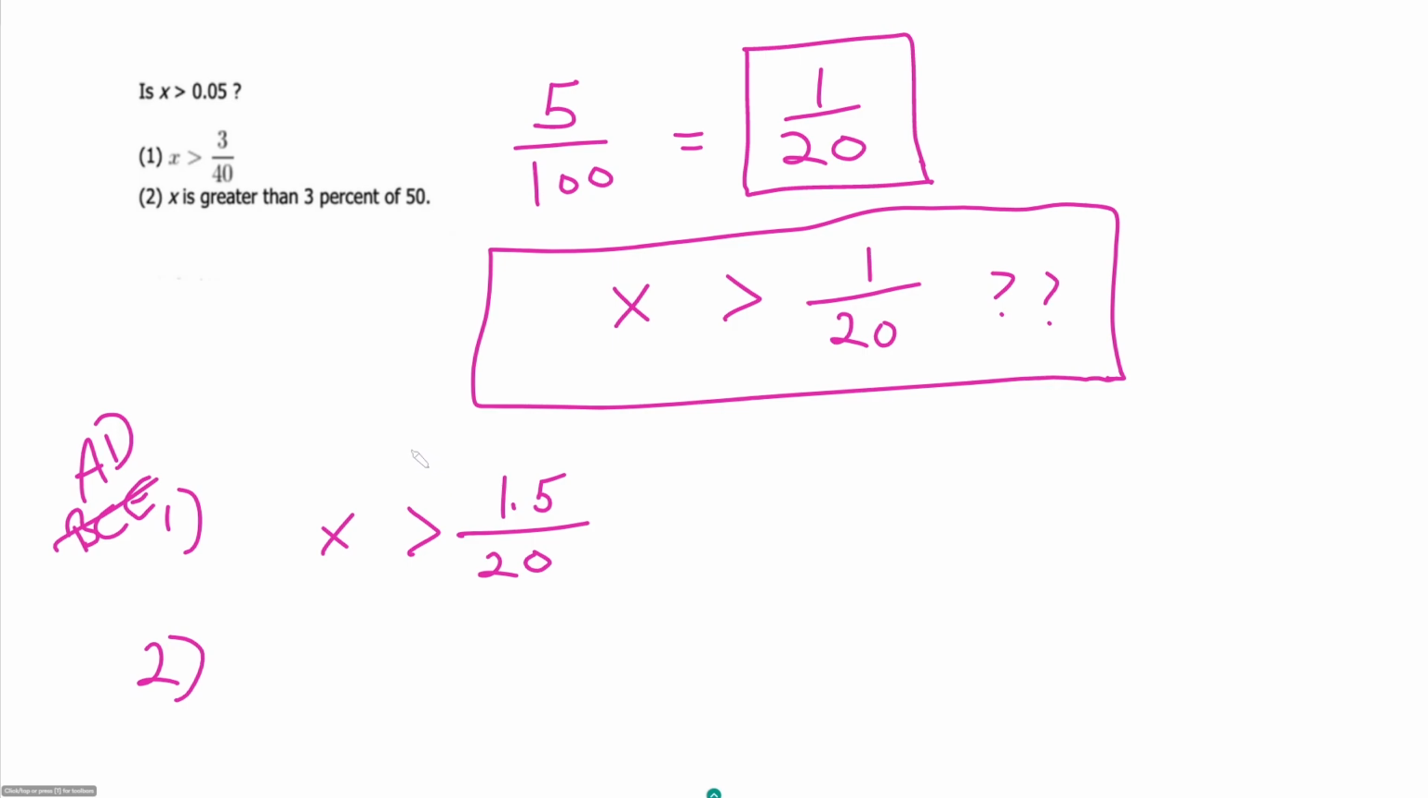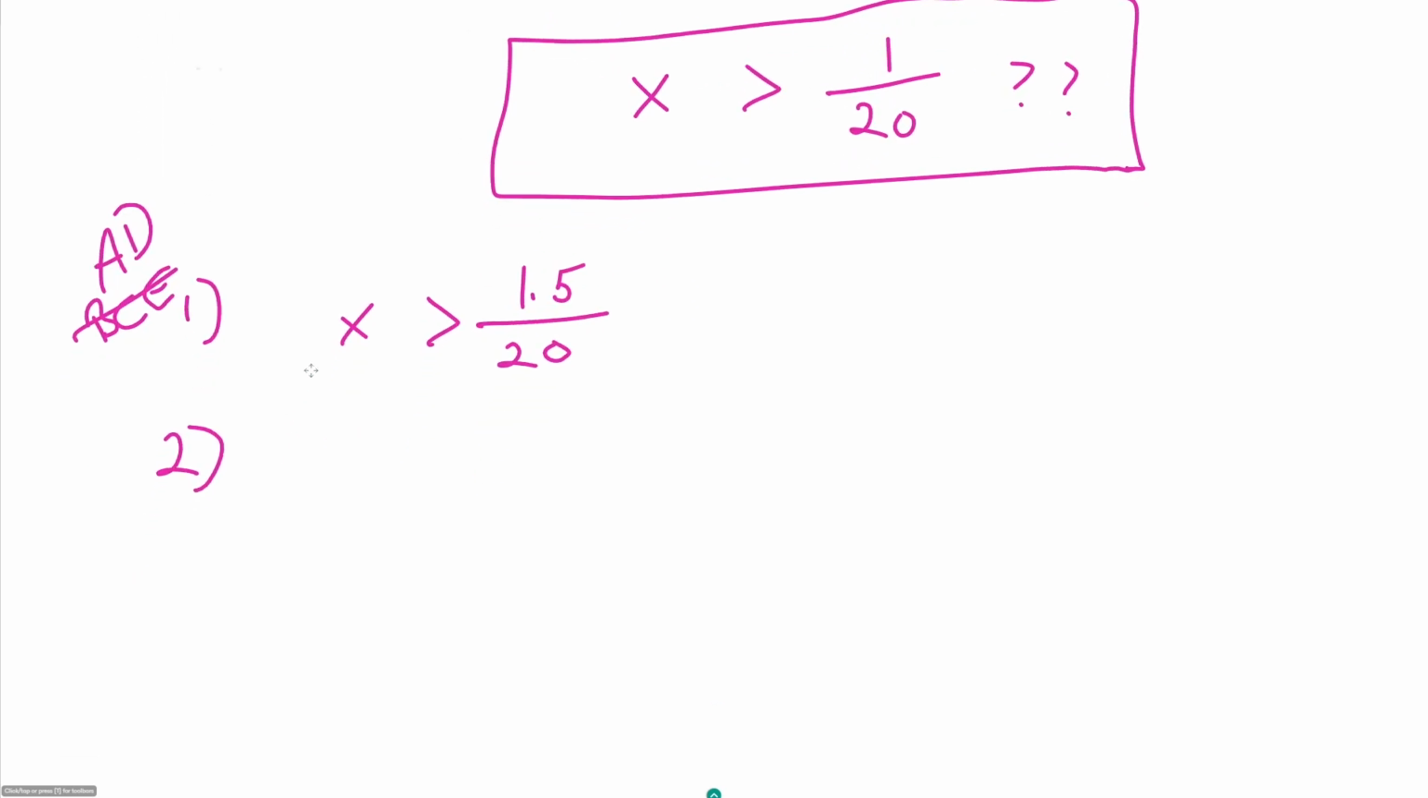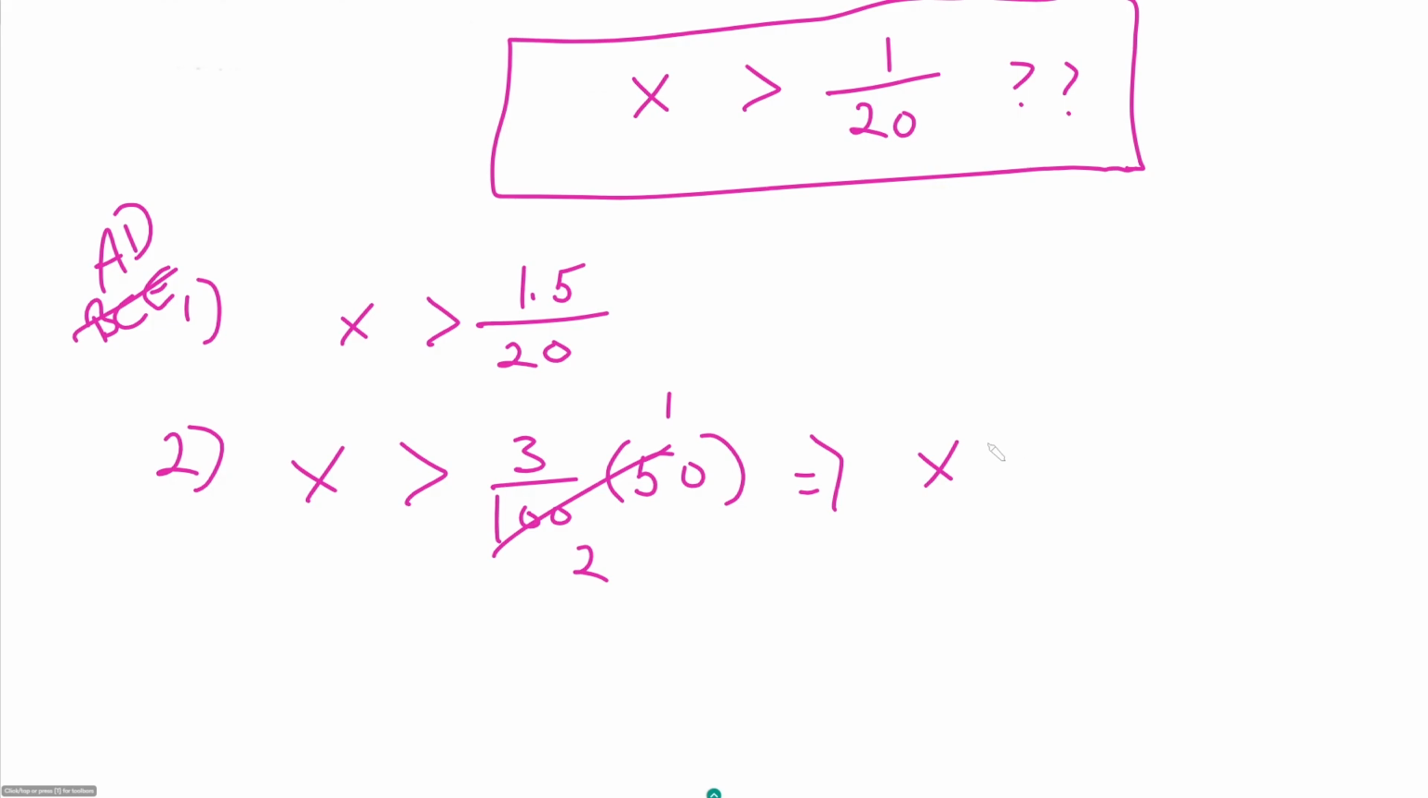Statement 2 says x is greater than 3% of 50. So x is greater than 3%. So that's 3 over 100 of 50. So that's just times 50. And so 50 over 100 is just 1/2. So this is the same as just 3 times 1/2. So this is just saying x is greater than 1.5.